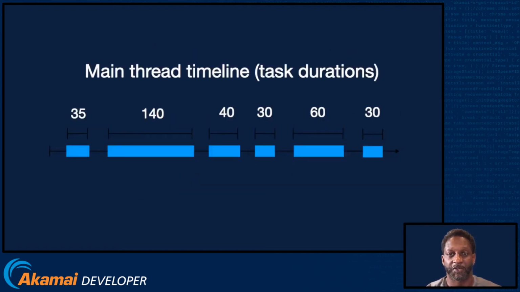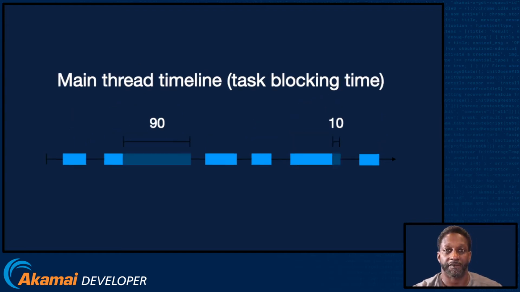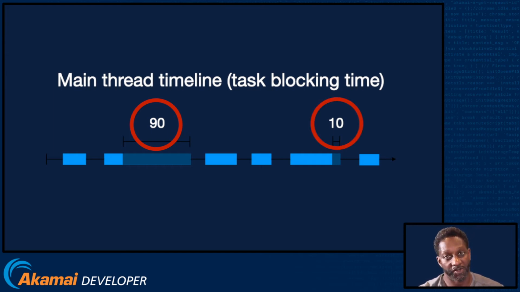Well, let's look at an example. In the first example, we see 6 tasks ranging from 30 to 140 milliseconds in duration. Only 2 of these tasks exceed 50 milliseconds, the 140 millisecond task and the 60 millisecond task. So only they would be considered long tasks. The 140 millisecond task exceeds 50 milliseconds by 90 milliseconds, and the 60 millisecond task by 10 milliseconds. So the total blocking time is 100 milliseconds, the 90 plus the 10.